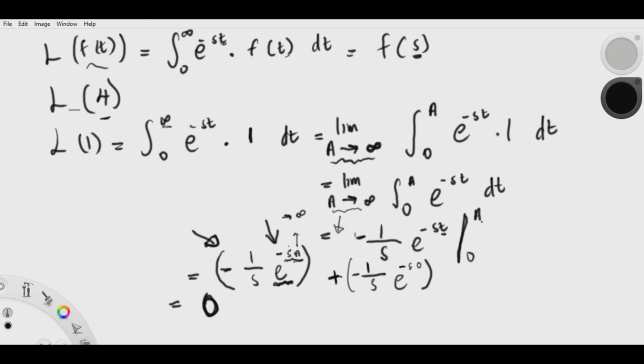Now obviously this is a bit complicated, so look at the rules later. Now, the next part, e to the minus s times 0: minus s times 0 is 0. E to the 0, anything to the power of 0 is 1. So I end up with minus 1 over s. Now I've made a mistake. This is meant to be a negative.